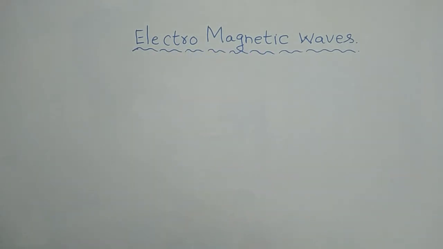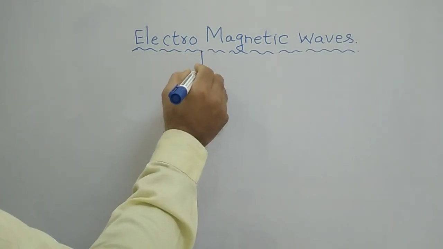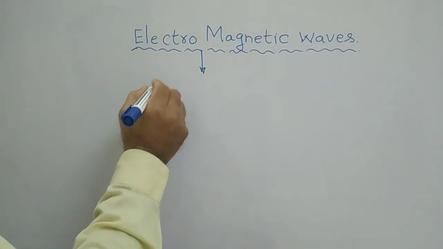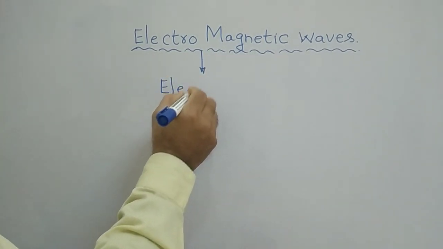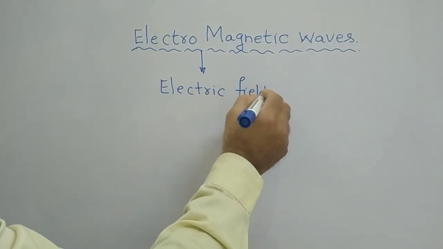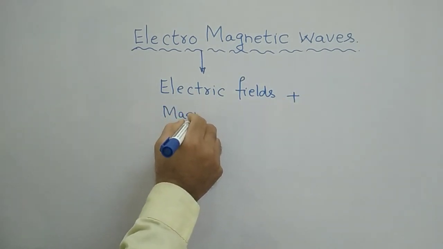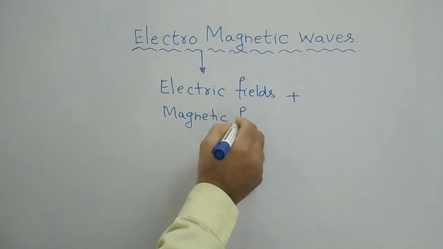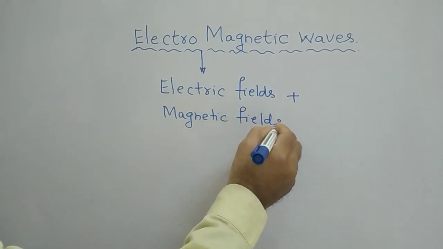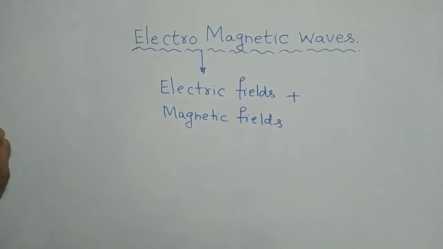Electromagnetic waves are the waves which consist of both an electric field as well as a magnetic field. So electromagnetic waves consist of electric fields plus magnetic fields, right? The combination of these two is called an electromagnetic wave.